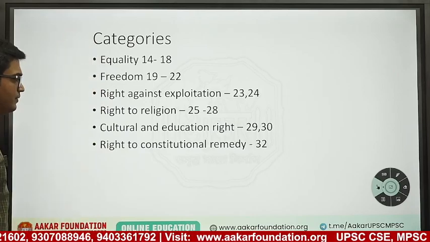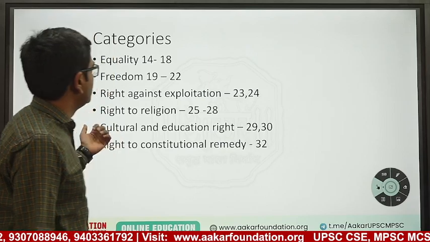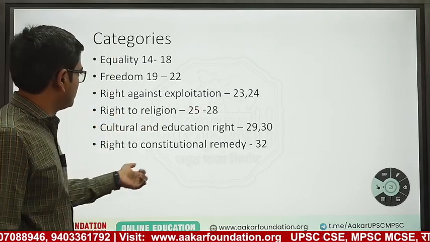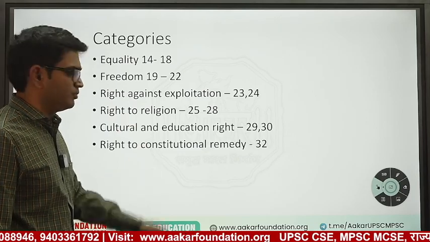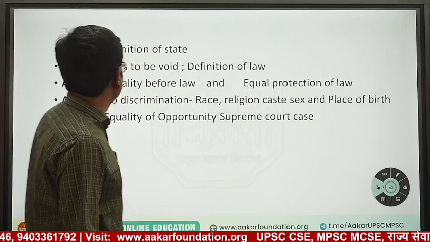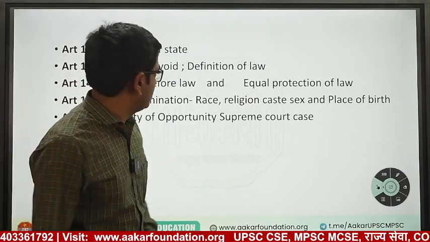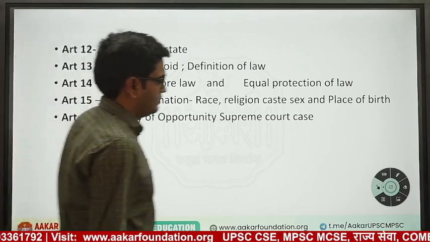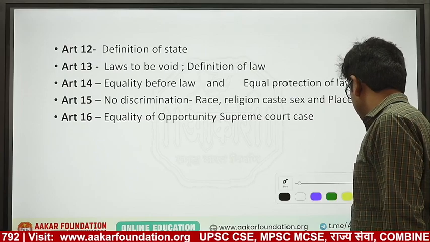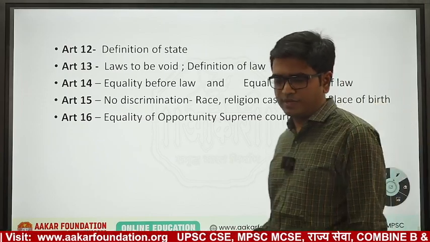Okay, we have already defined the categories of constitutional fundamental rights. We all know that. Right to equality 14 to 18, freedom 19 to 22, right against exploitation 23 to 24, right to religion 25 to 28, cultural and educational rights 29 and 30, and right to constitutional remedy 32. Now we'll look at each and every right in quick fashion. Not much time should be devoted to this because this is not an actual class. You should know all this. I'm just here to revise. Okay.